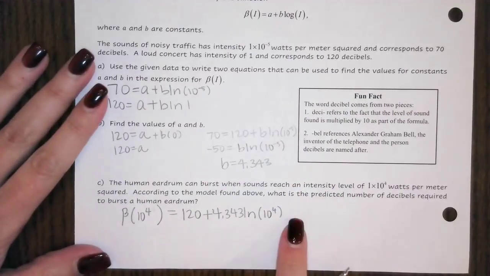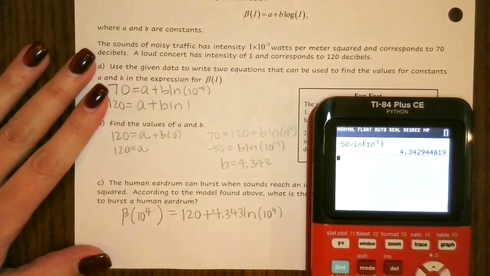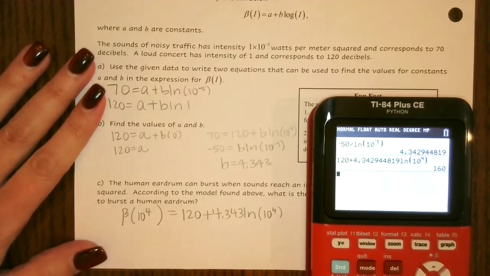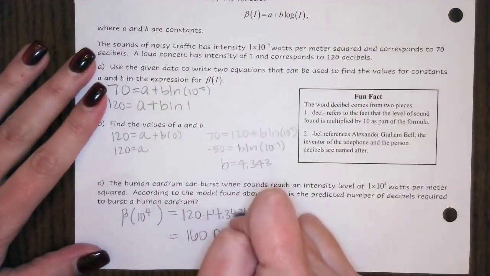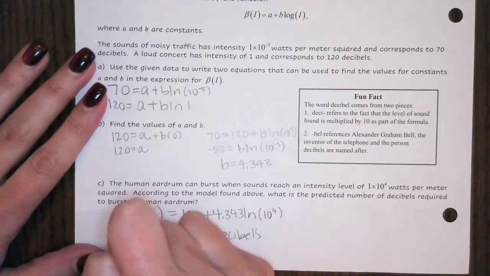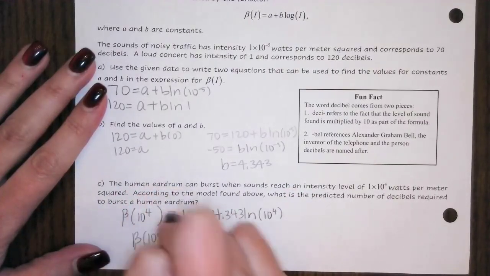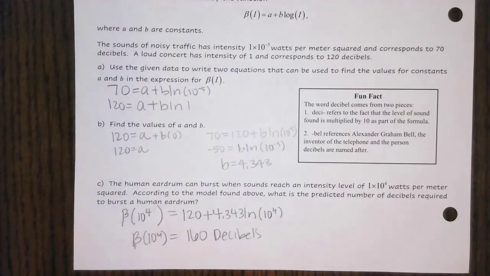And so in this case, we're looking for what that's equal to. Again, you would want to use the calculator for that. And so we get 120 plus the whole thing, so copy and paste, and then the natural log of 10 raised to the 4th power. And so that is 160. And so there we go. That's what would cause the human eardrum to burst.